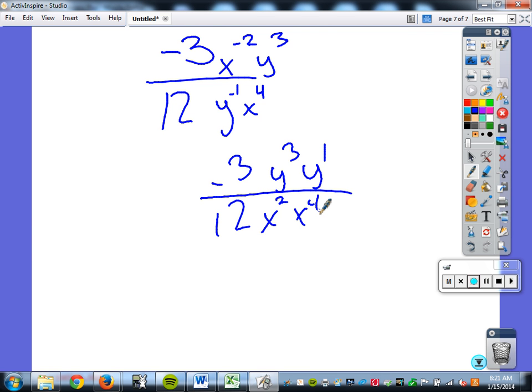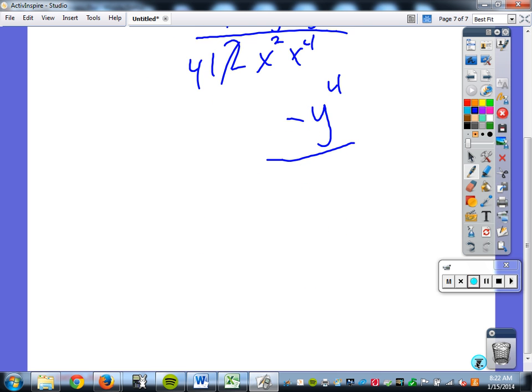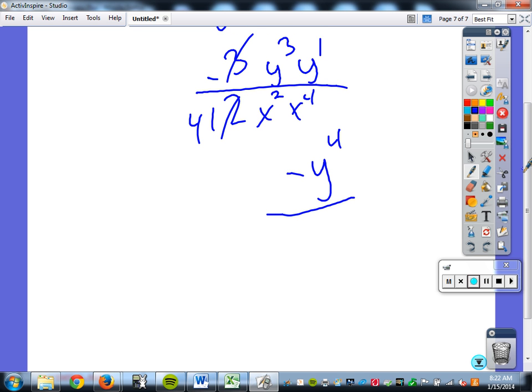Is that simplified? No, because now I got y's on top and x on bottom. What does 3 and 12 have in common? A 3. So this is a 4. What's this number up here understood to be? A 1. So I'll just have a negative there. Y cubed times y. We'll have a negative y to the 4th, right? Everybody okay there? Okay? And then notice we have how many x's on bottom? X to the 6. Oh, then there's a 4 there. Negative, negative 1. Same thing, right?